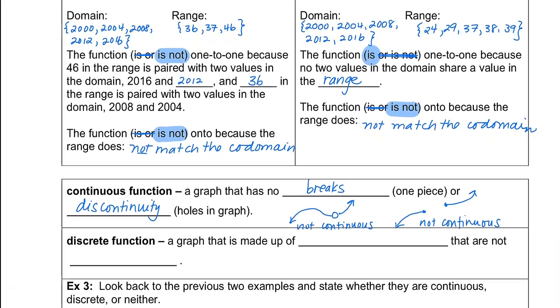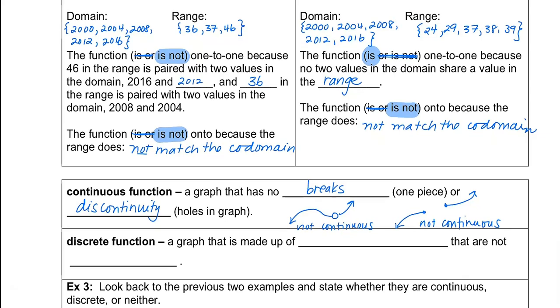A discrete function is a graph that's made up of points that are not connected. So it might look something like this.